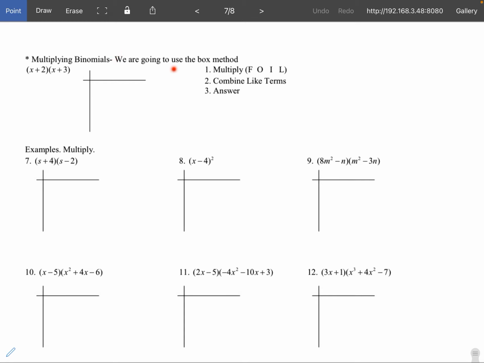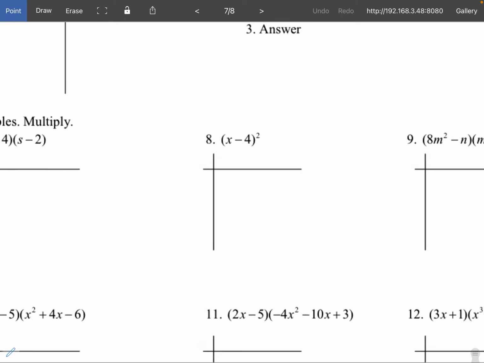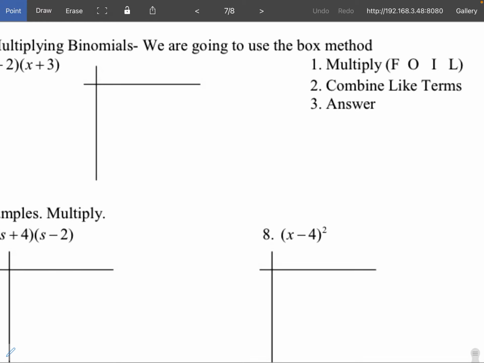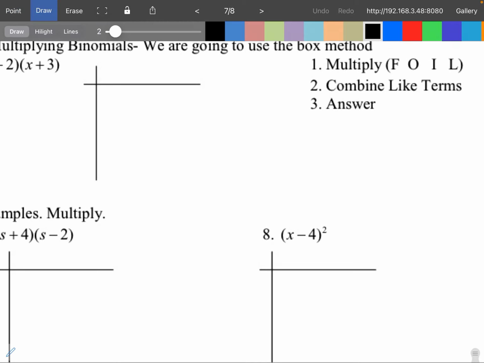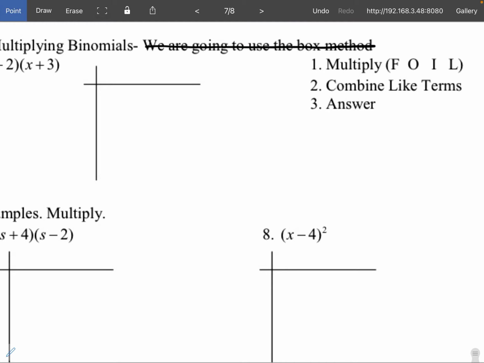It says something about we are going to use the box method. Well, I'm not going to use the box method, okay? So I'm not doing that. So we'll strike that out. We're not going to do that. Which means we really don't need these two line segments they have drawn here. I could have whited them out before I made the copies, but we still have enough room.